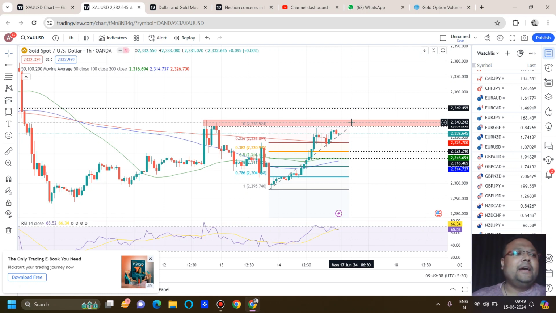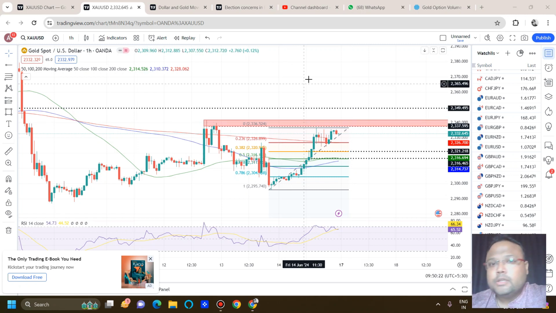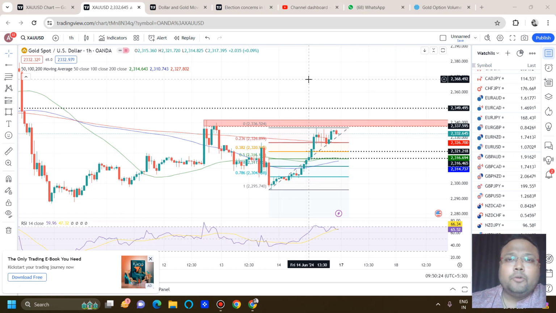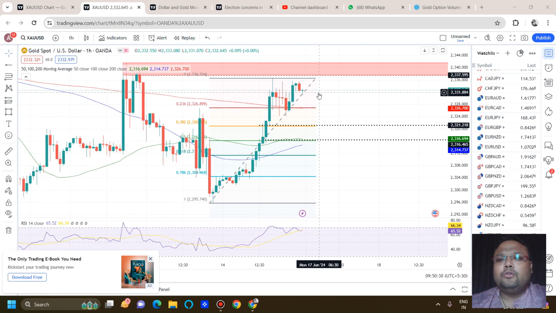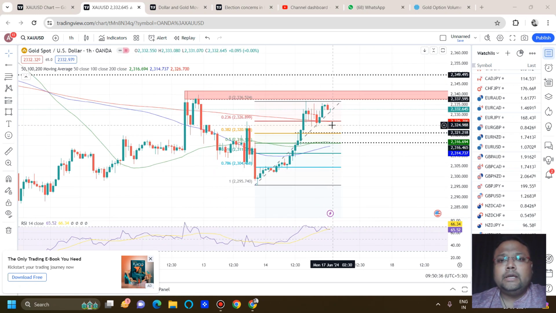And if you already have a buy on gold right now, you can hold your buy position because further upside is very much possible. Let's wait and watch. Again, I'm repeating, my dear friends, the market opening is going to play a major role. If you see the market is behaving like a normal Monday market, then only look for a buy around 2321, 2320 or 2316 level.